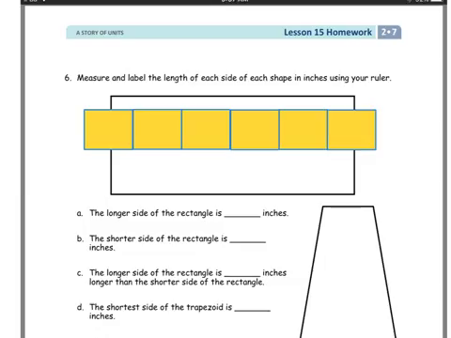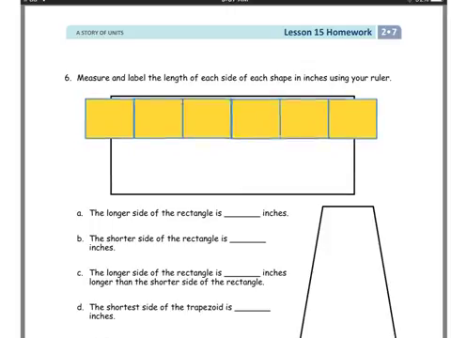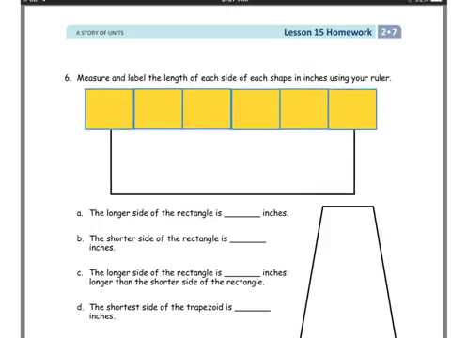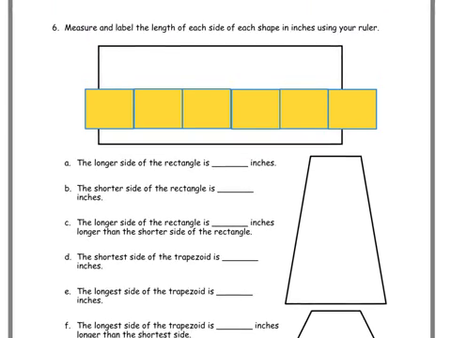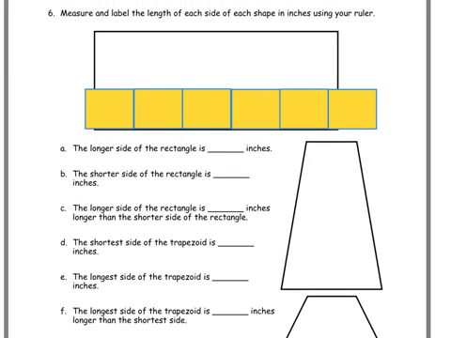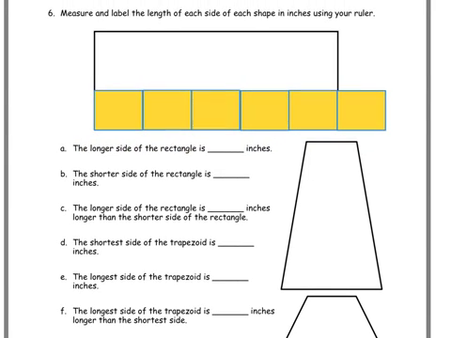So I have my ruler on here as well, and it says for 6, measure and label the length of each side of each shape in inches using your ruler. So I'm going to use my ruler, and I'm going to slide this over and see for this rectangle. And I can count here. I got 1, 2, 3, 4, 5. So that's 5 inches. The longer side of the rectangle is 5 inches.